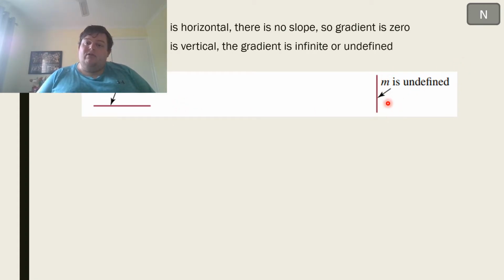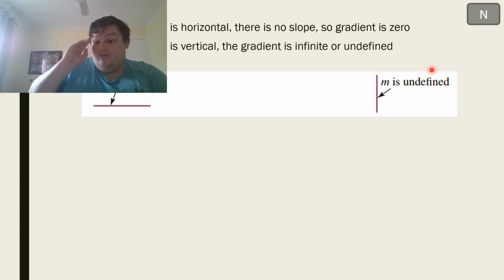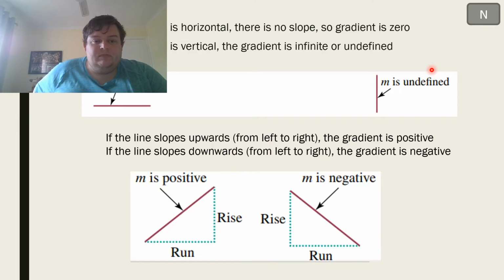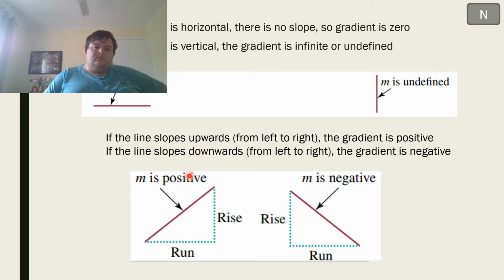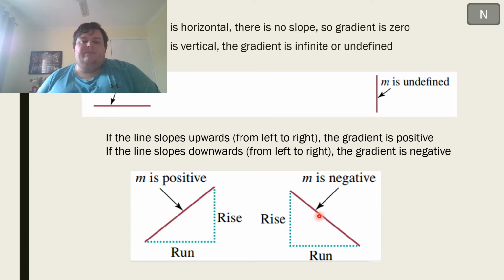Now, when it's vertical, the gradient is undefined. That being because this time the rise is the number that could be anything, and the run from left to right is 0. And anything divided by 0 is technically an undefined problem. If you didn't know that, that could be new information, because you can't divide anything by 0. Okay, now, if the slope goes from left to right in an upward manner like this, so from left increasing to right, that means that the value of your gradient is a positive value. If it goes down, it means it's a negative value.